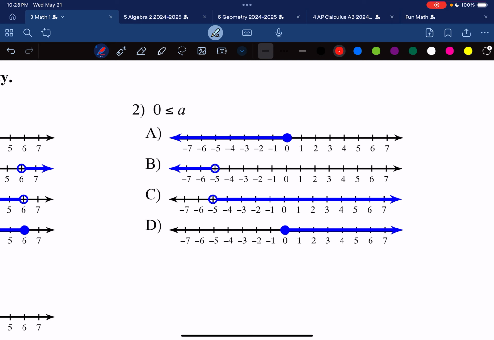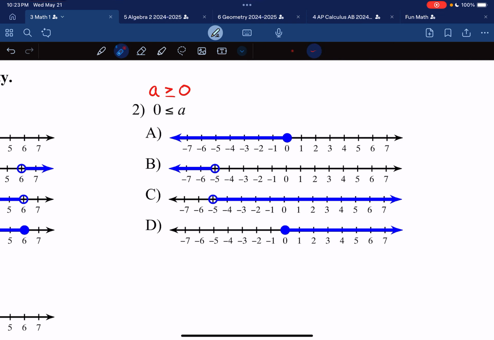In number 2, the variable's on the right-hand side, and typically we put the variable on the left-hand side. So in this case, I'm going to switch the A to be on the left, the 0 to be on the right. Whenever you switch these two symbols from what we used to have, we have to flip this sign as well. So instead of having a less than or equal to, we now have a greater than or equal to.